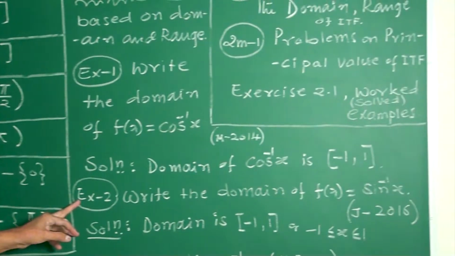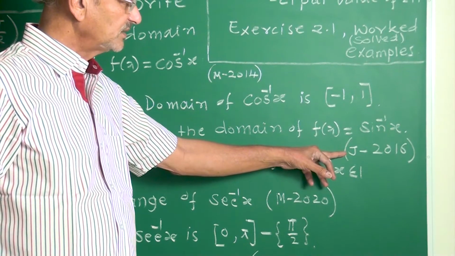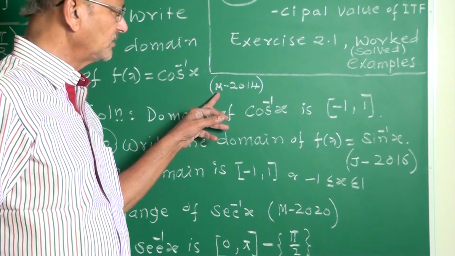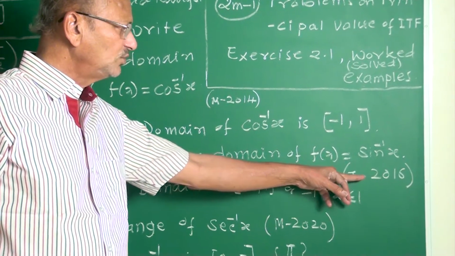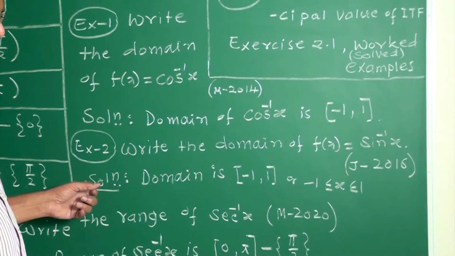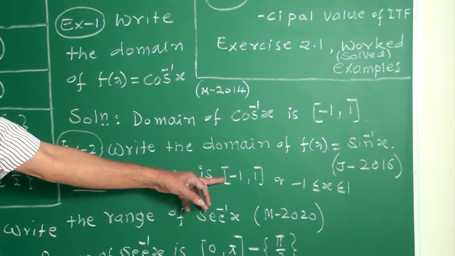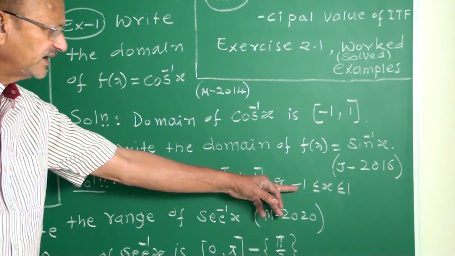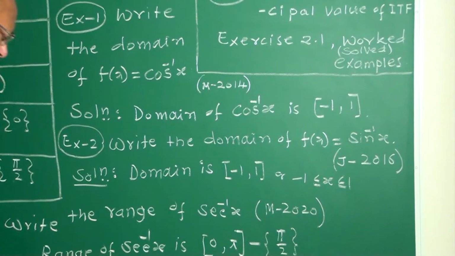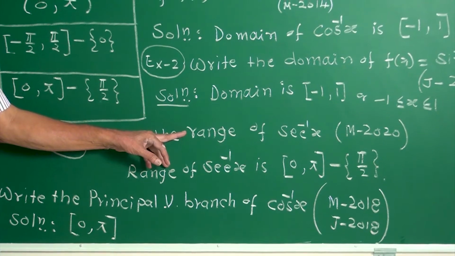Second example: write the domain of f(x) equal to sine inverse x. It appeared in July 2016. So the answer, the domain of sine inverse x, is again minus 1 to plus 1, or we can write the same interval in this way, either this way or this way, any one. Third example: write the range of sec inverse x.